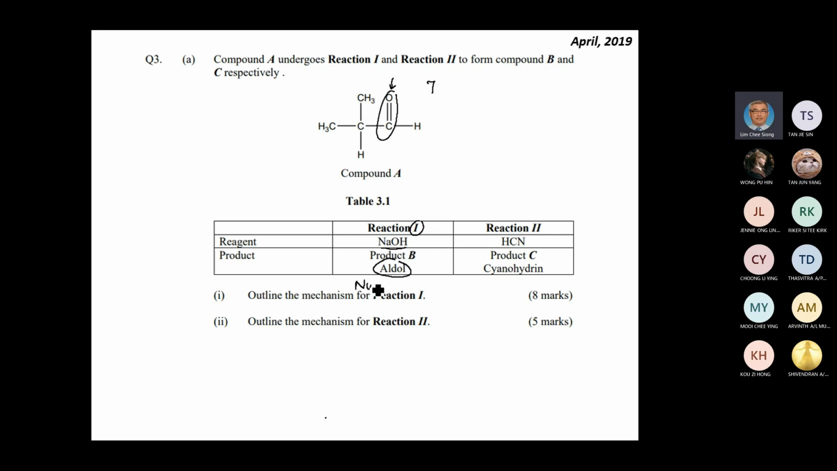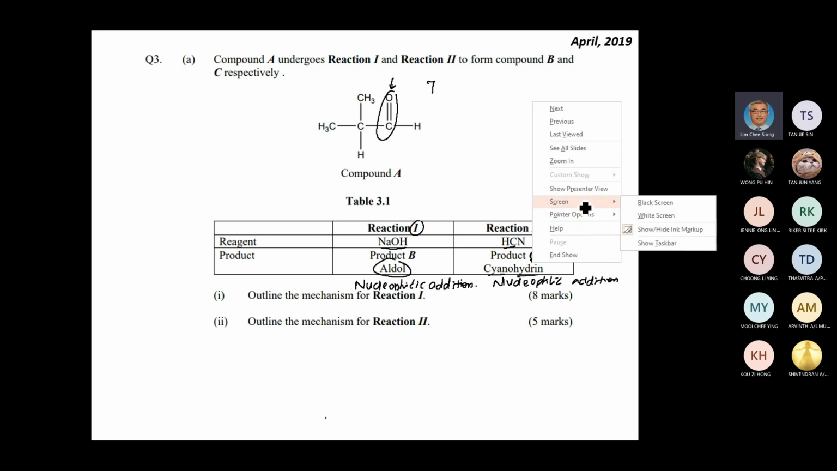Yes, it's under the topic of nucleophilic addition. Then go on to the other one. Reaction 2 uses HCN, and the product is a cyanohydrin. Still under the same topic, nucleophilic addition. Outline mechanism 1 and outline mechanism 2. So we go through the mechanism itself. I will show you one by one.